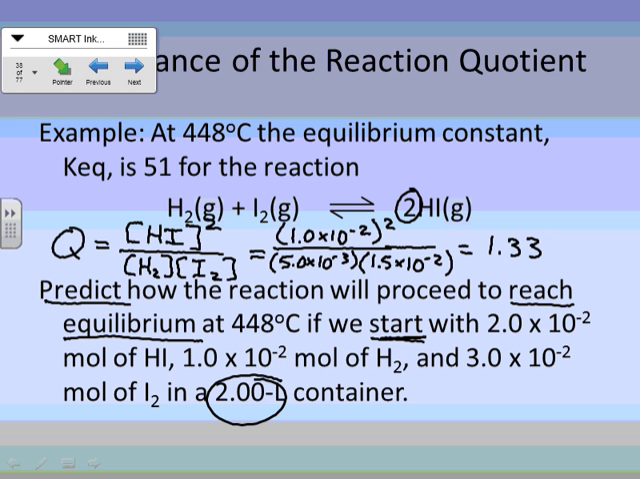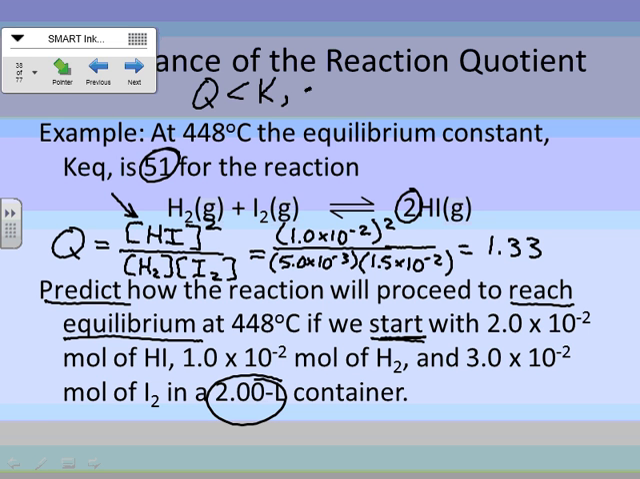How does our Q compare to K on this one? It's much smaller, right? Okay, so Q is much less than K. So if Q is less than K, in order to make this number get bigger, which number in this expression needs to get bigger? The HI, right? The concentration of the HI needs to increase in order to get us to this 51, okay?